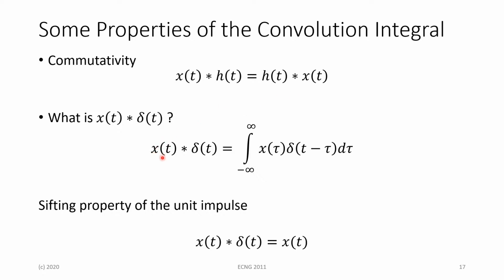If you convolve any arbitrary continuous signal with a unit impulse, this results in just getting back the original signal because of the shifting property of the unit impulse that we saw in previous lectures.